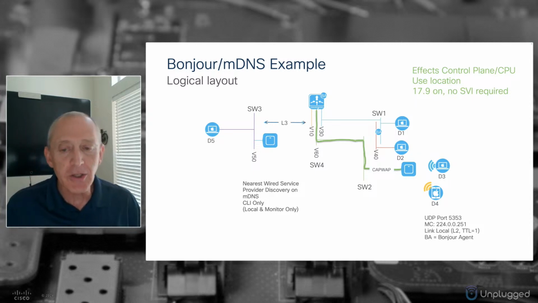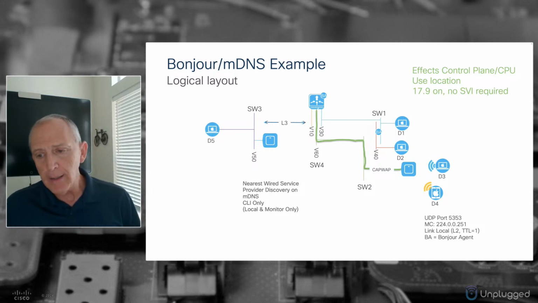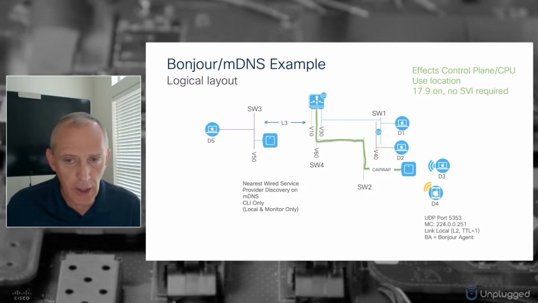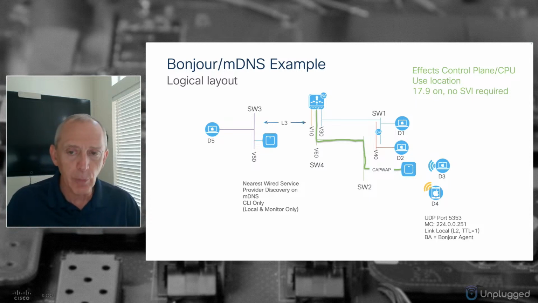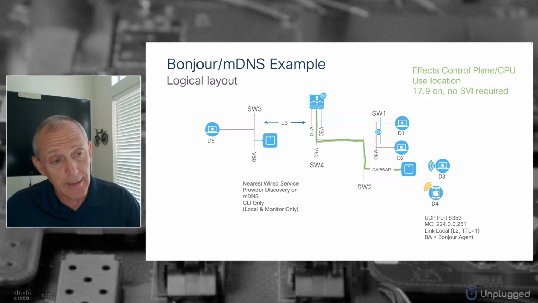All right, then we have the traditional kind of CAPWAP AP that is set up to do that centrally switched model. D3, D4 can talk to D1, no problem. D4 can advertise. D3 can receive from a client standpoint or advertise. They all have the ability to interact with each other from an mDNS standpoint. So all good there so far, no issues, right? And then we have the D5 over here.